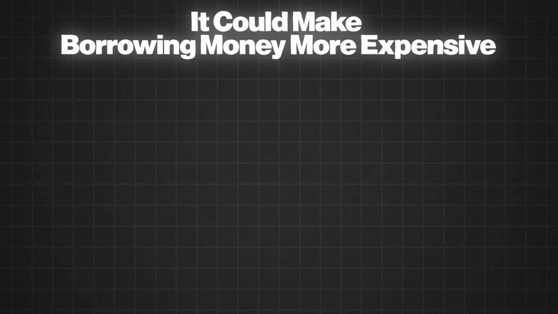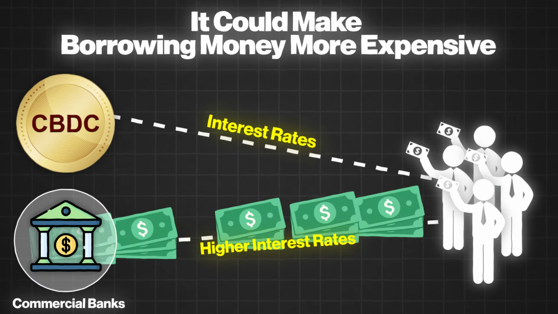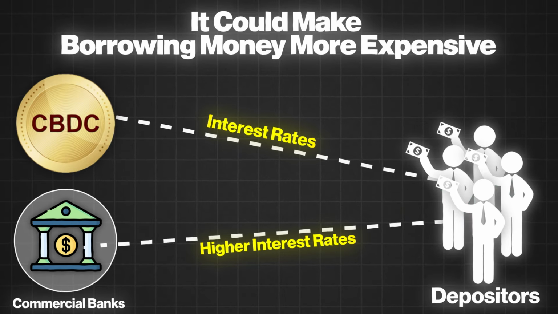However, there is a downside to paying interest on CBDCs. It could make borrowing money more expensive. If people can earn interest on their CBDCs, commercial banks might have to offer higher interest rates to attract depositors. This could raise borrowing costs for businesses and slow down economic growth. So while it may give more control over the economy, it could also end up slowing it down.